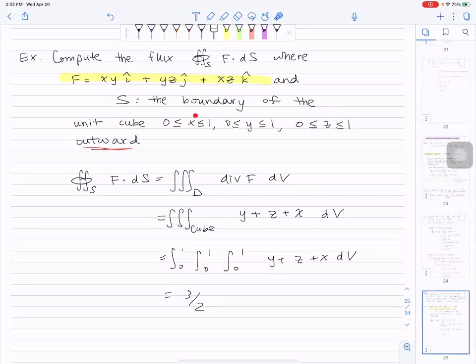For the cube, x goes from 0 to 1, y from 0 to 1, z from 0 to 1, so the side lengths of our cube are each 1. So we have 0 to 1, 0 to 1, 0 to 1. And if you compute that integral, you get 3 halves. Any questions on that?